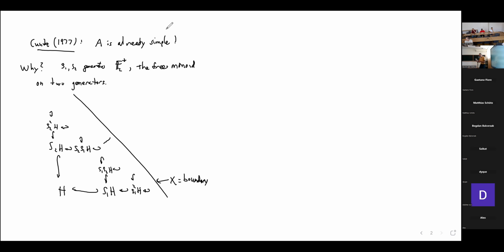Let me remind myself where the story is going. So what we think of as X is all infinite words in S1 and S2. Those are infinite paths, so that's a Cantor set. Now we have tau 1 and tau 2, my names for the partial homeomorphisms we get from these two generators.